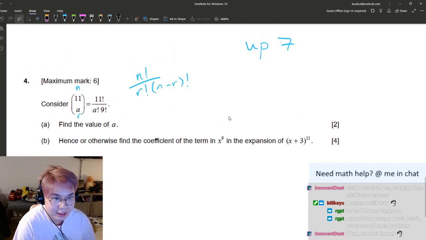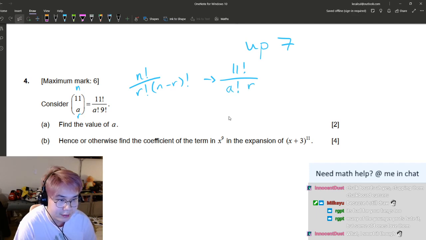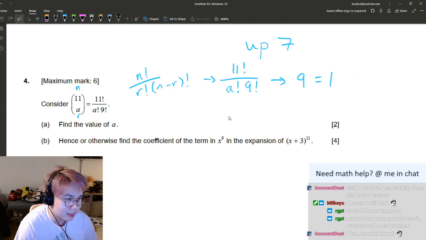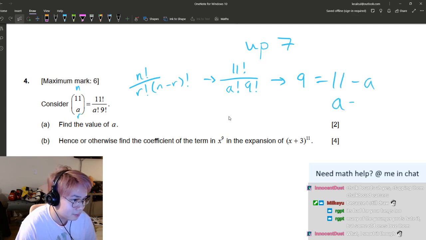Now if we were to just plug in our values here, we have 11 up top, and then we have a, and then we have 9, right? So essentially what this is saying is that 9 is the n minus r, and of course we know n is 11, so this means that r is 2. Or sorry, a. Yeah, let me plug in the actual, okay, n minus r is 9, and then n is 11, and r is considered a. So A is 2.